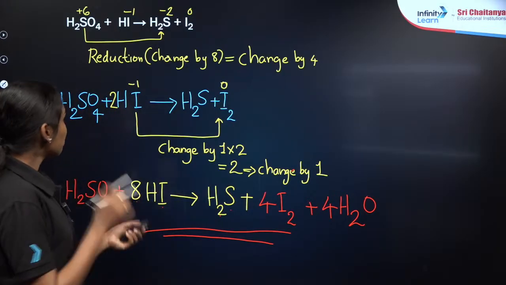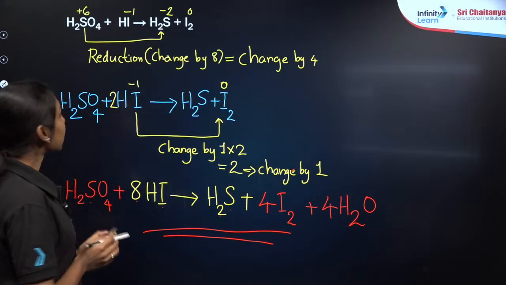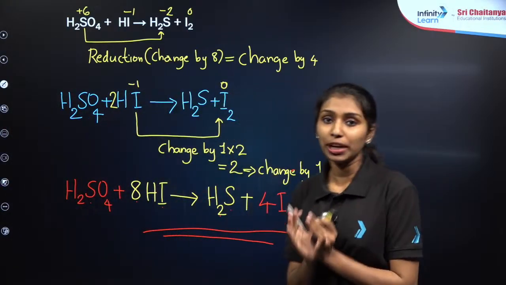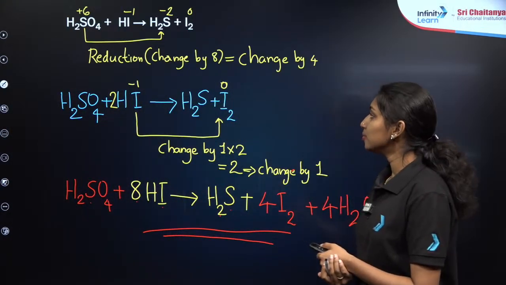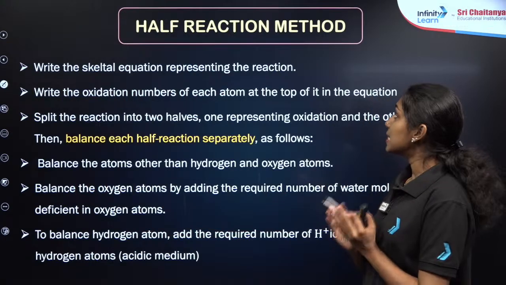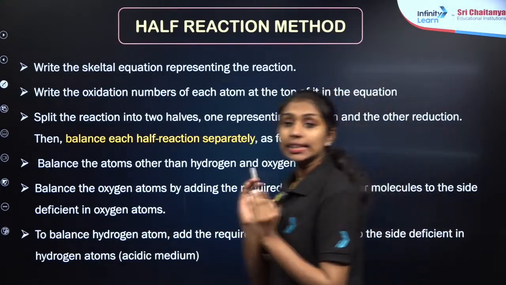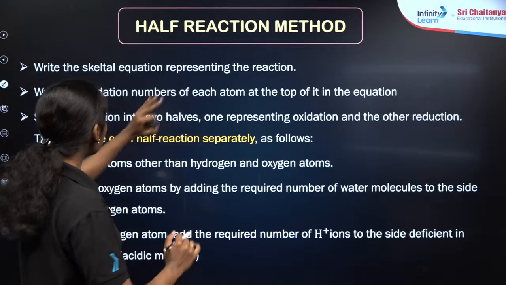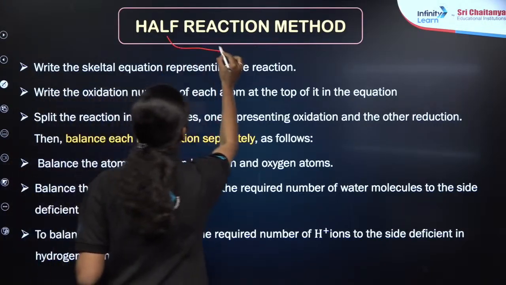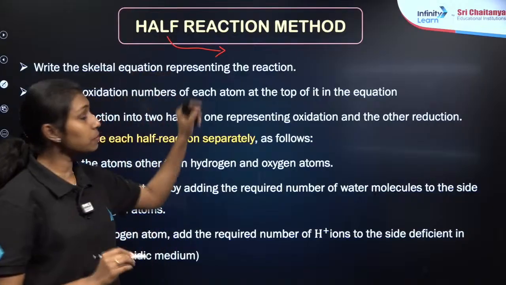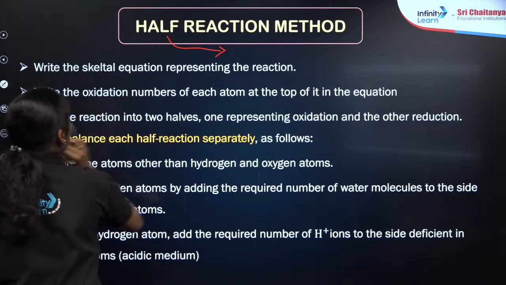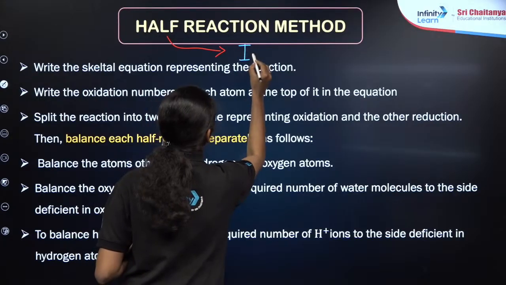Okay, now let me move to the second type of method, that is the half reaction method. I hope the oxidation number method was clear for everyone. In the oxidation number method, we consider the change in oxidation number, right? But here we are considering the charges or the number of electrons. Therefore, the half reaction method is also known as the ion-electron method.